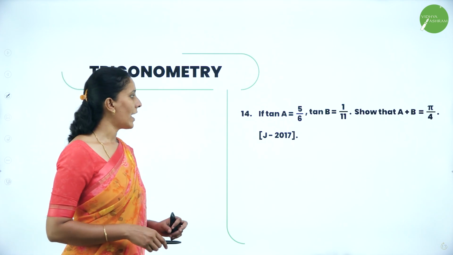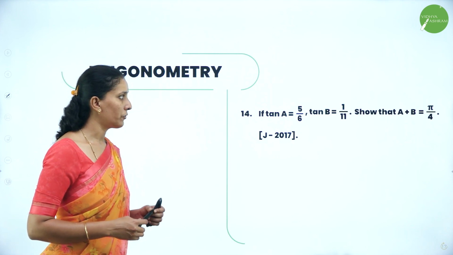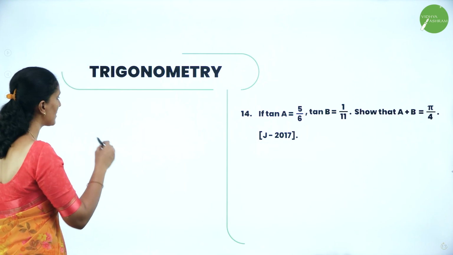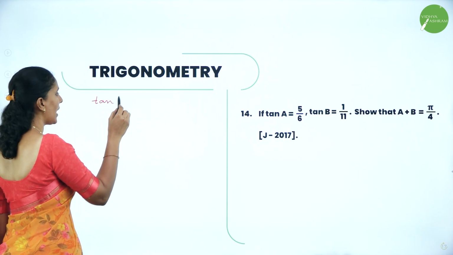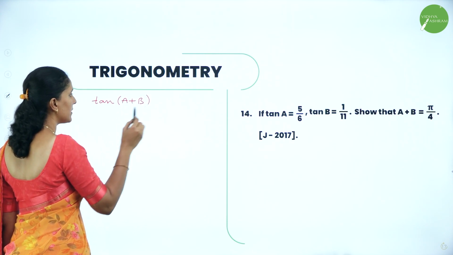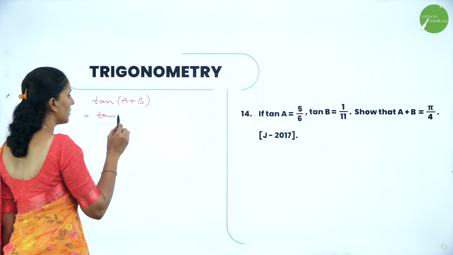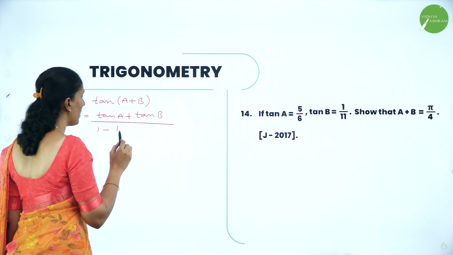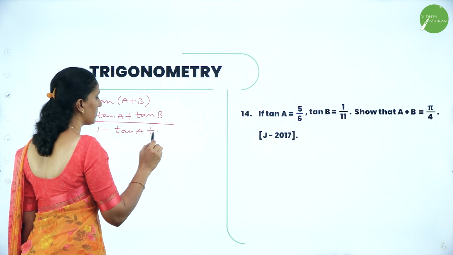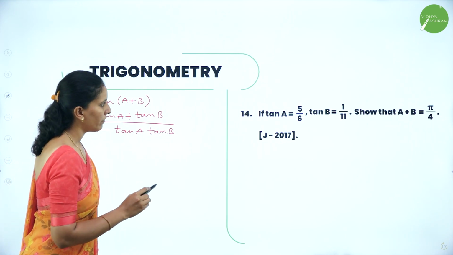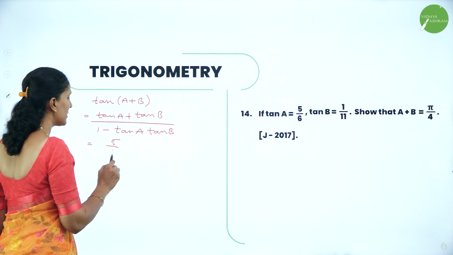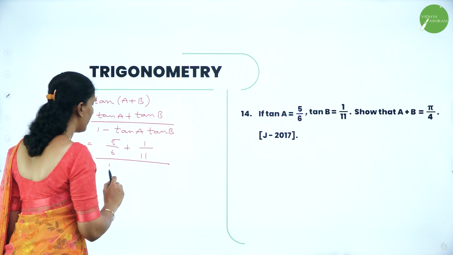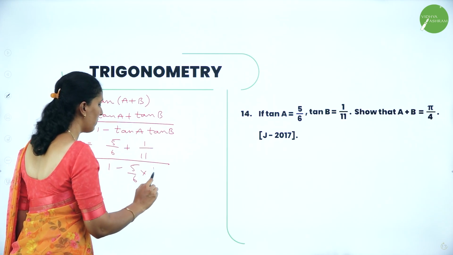Next question, we have tan a is equal to 5 by 6, tan b is equal to 1 by 11. Show that a plus b is equal to pi by 4. Let us apply tan a plus b formula. So tan a plus b is equal to tan a plus tan b whole divided by 1 minus tan a tan b. So they have given the value of tan a as 5 by 6 and tan b as 1 by 11, whole divided by 1 minus 5 by 6 into 1 by 11.